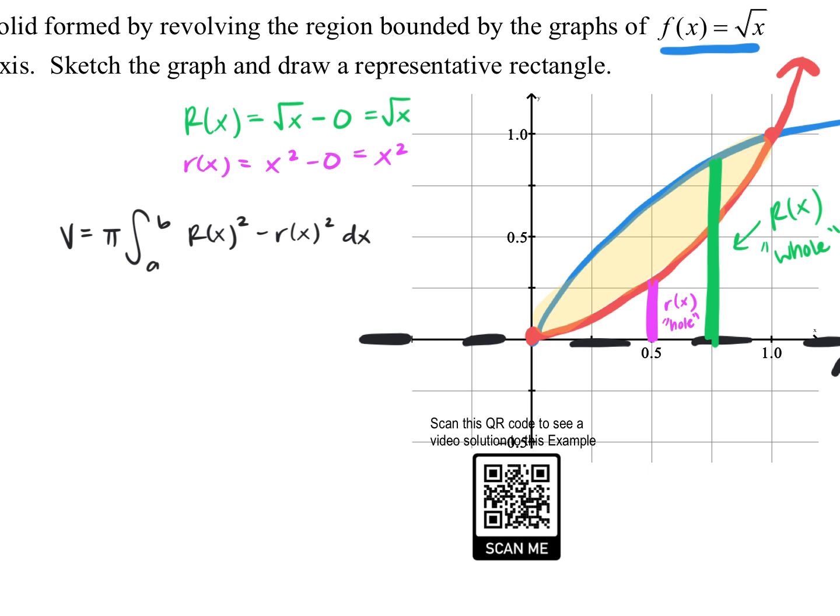So let's go ahead and plug in our values. So I've got pi times the integral of the square root of x squared minus x squared squared. Okay, and we're starting at 0 and we're going to where? Where's my x value going to for that shaded region? 1. So I'm starting at 0 and I'm going to 1.